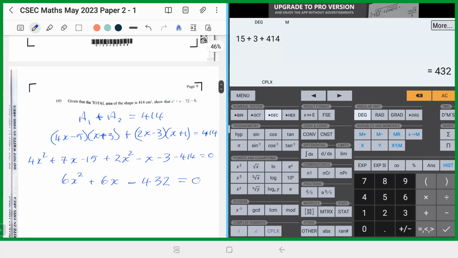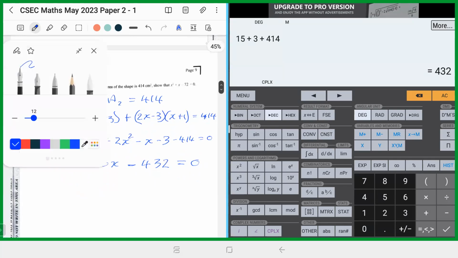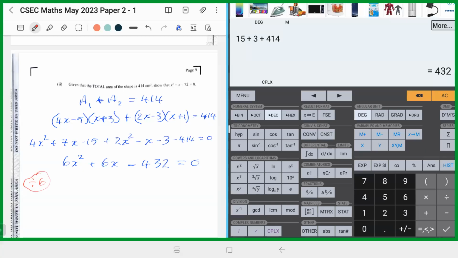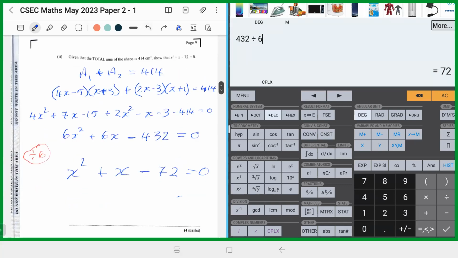And then we have to divide through by 6. So dividing each of these values by 6. And so we get x squared plus x. And then we divide this by 6. Let's look at it. 432 divided by 6 is 72, minus 72 equals 0, which is the same thing that they gave us there. So this was shown. Nice question for 4 marks. All right, that is that.